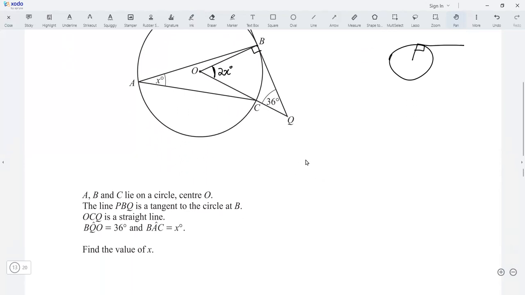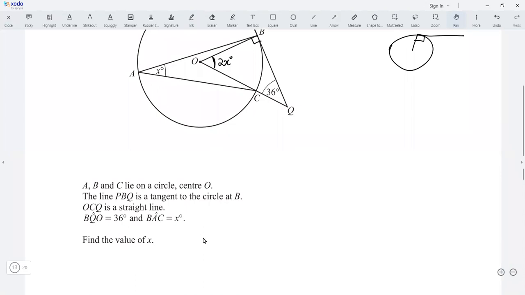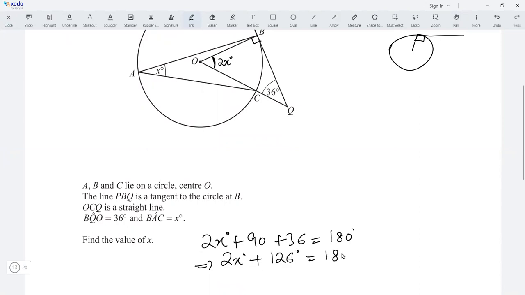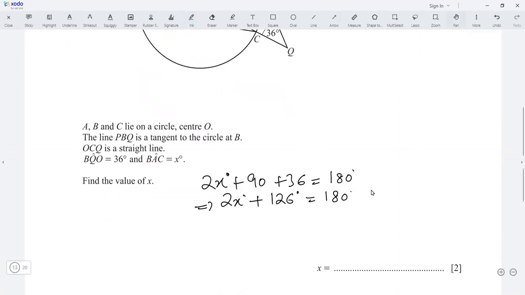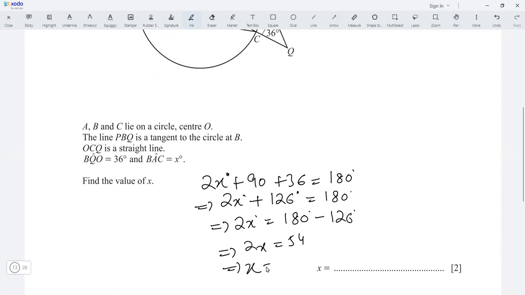So this thing is basically 2x plus 90 plus 36 equals to 180. Now we can simplify. 2x plus 90 plus 36 is 126 equals to 180. Subtract 126 onto the other side. It results in 54. So 54 divided by 2 is resulting in 27. So 27 degrees is the answer for x, which we have to find.